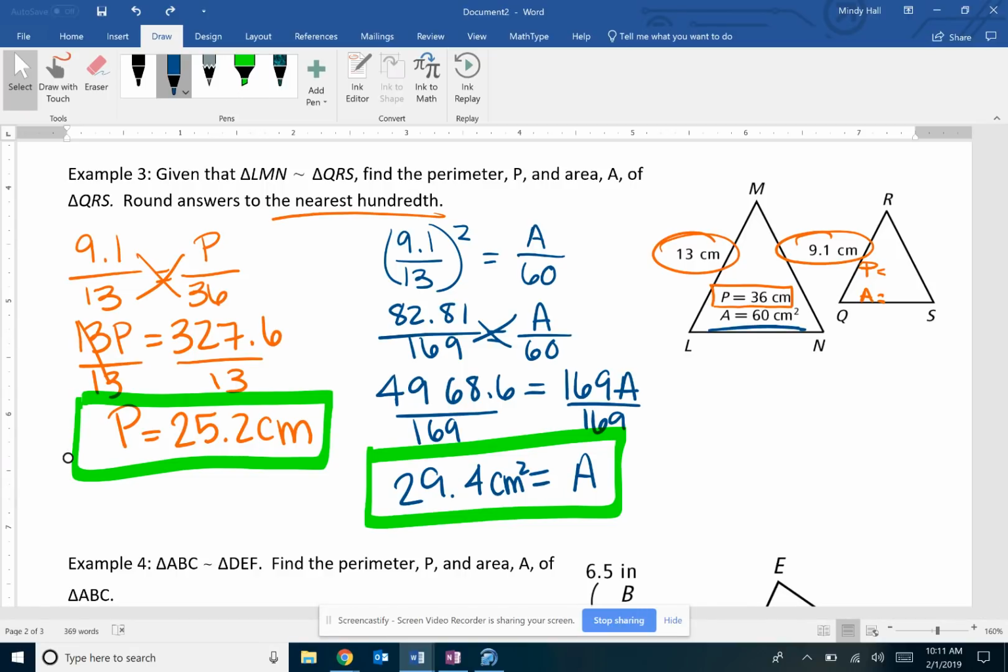I did not even notice that. Bad me. So if I actually rounded it the way they asked me to, area is 29.4 even. So nearest hundredth, you could put 29.40. And then for perimeter, just to double check, let's see, also 25.2 even. So it is technically rounded to nearest hundredth, we just didn't write the 0.